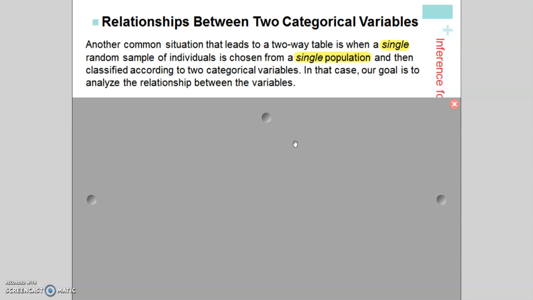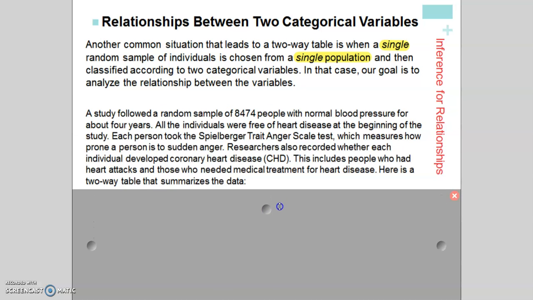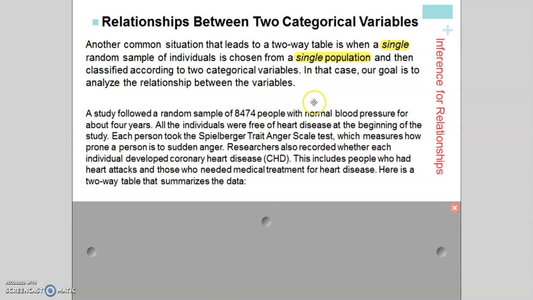And then we classify those individuals according to two categorical variables, and we're looking at the relationship between the variables. So for example, look at a random sample of people with normal blood pressure for 4 years, and all the individuals were free of heart disease at the beginning.